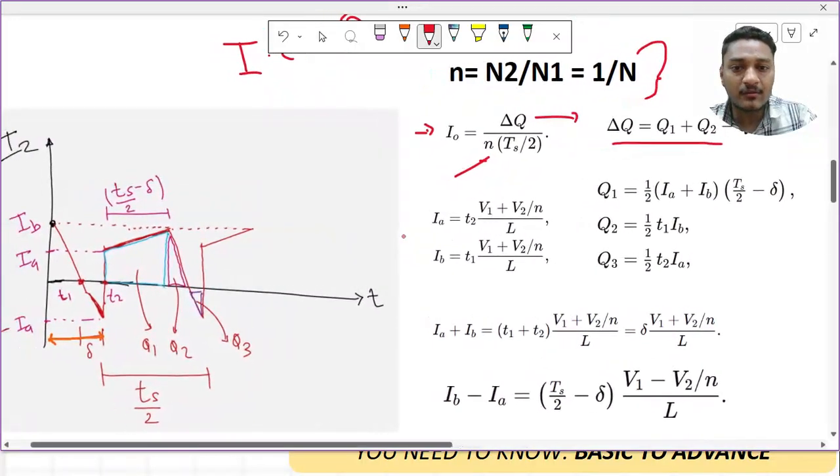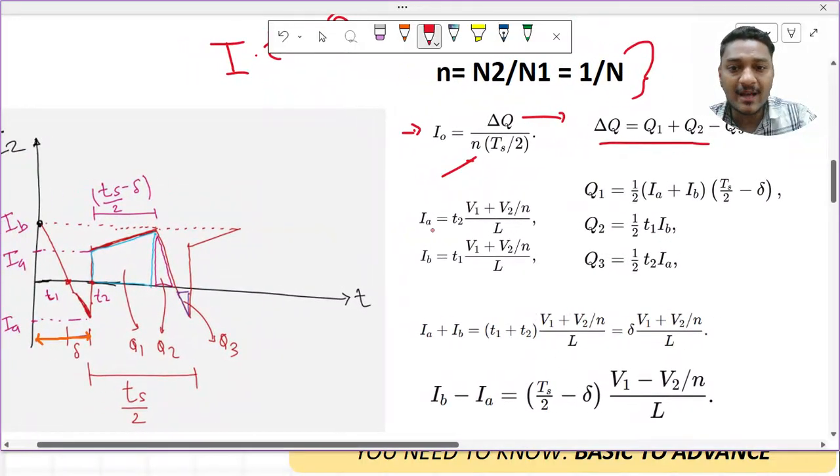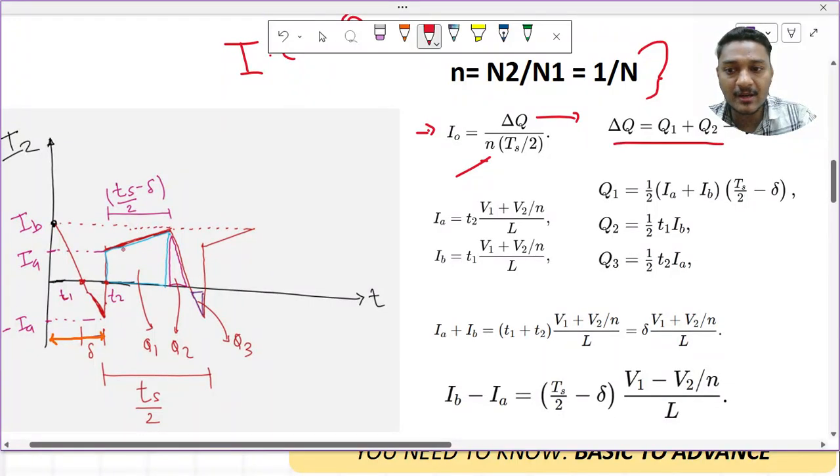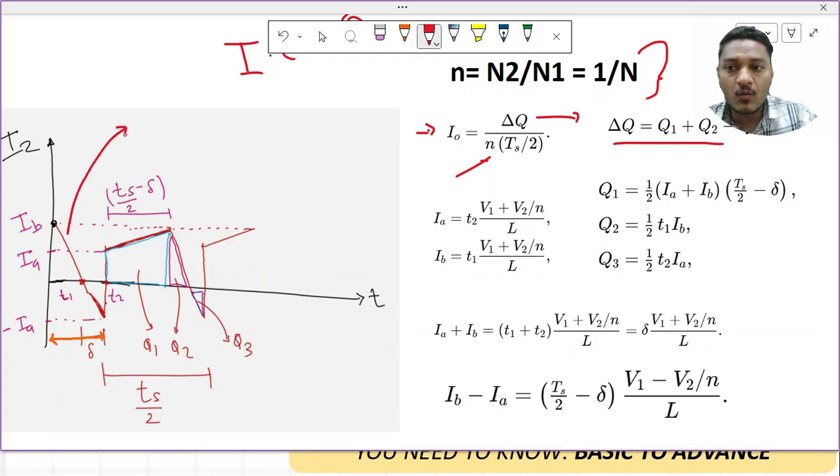Now we will try to formulate some relations. What is IA? You see that this current IA is there. What is the slope at this particular point? The slope will be V1 plus V2 by n, whole divided by L. IA starts from this particular point, or you can take some different IA; this particular IA we can take.